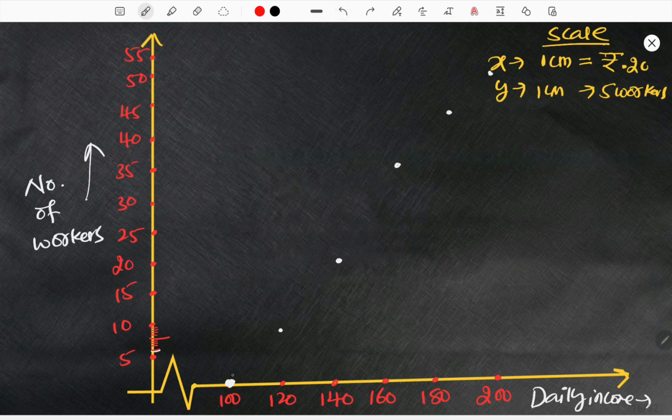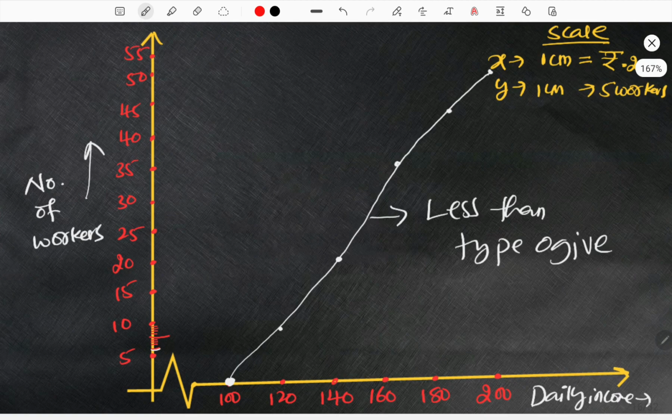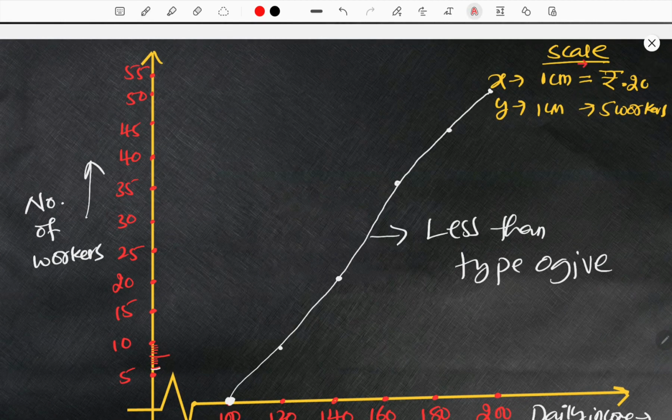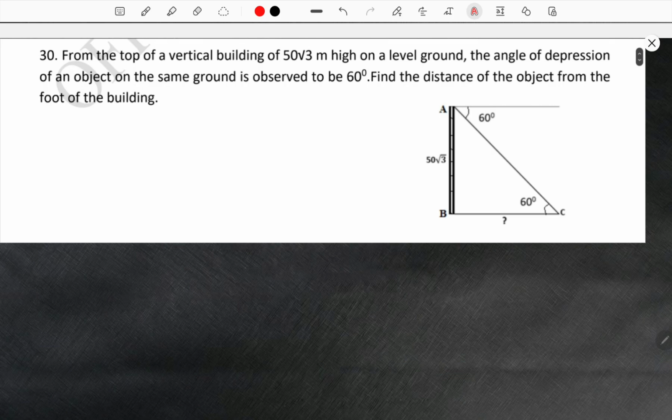Okay, let me join it one more time. So with free hand you have to join it. So what is this? Whatever you got here, this is the less than type ogive. I hope the concept of ogive curve is quite clear. So writing this scale is very, very important. On top of the graph, you should be able to write it. All right then, moving forward to the next question.